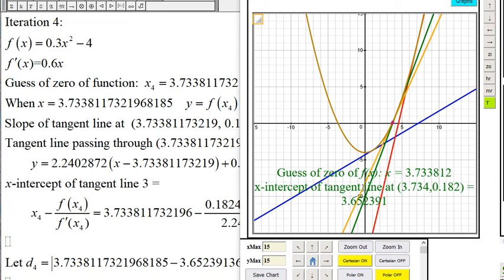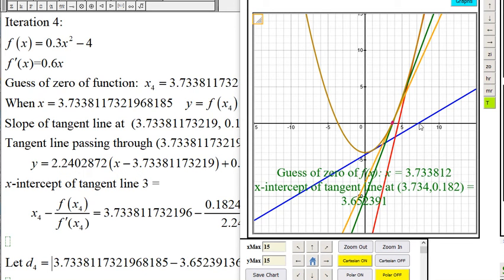And the orange line here, that's the fourth tangent line. And so what we've seen here is this. This is the blue line, that's the first tangent line. The red line is the second tangent line. The green line is the third tangent line. And then the orange line is the fourth tangent line.